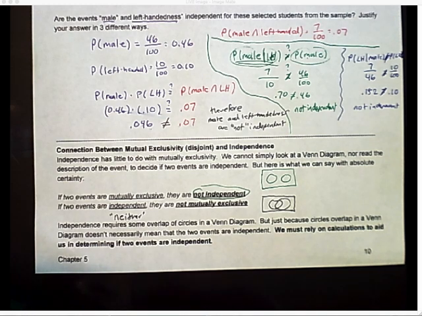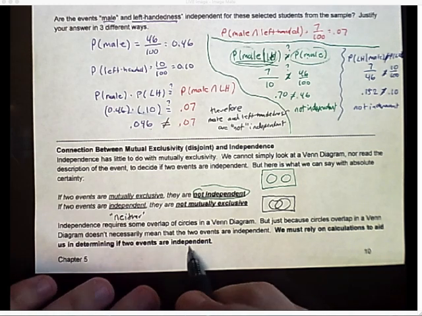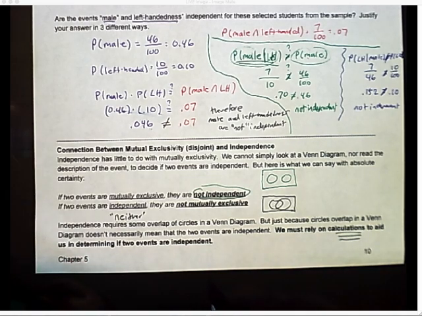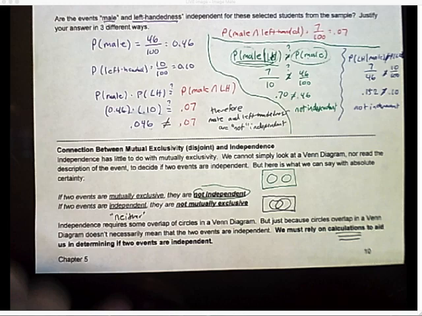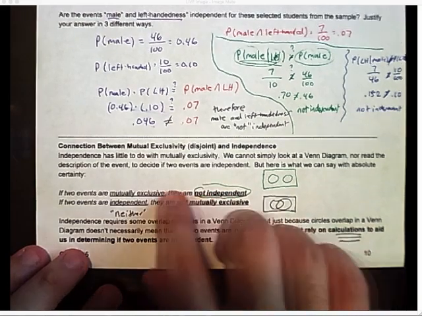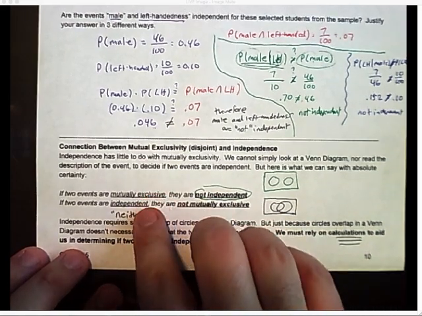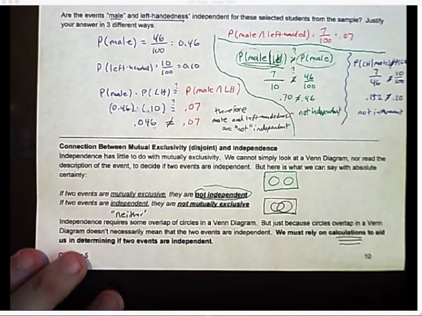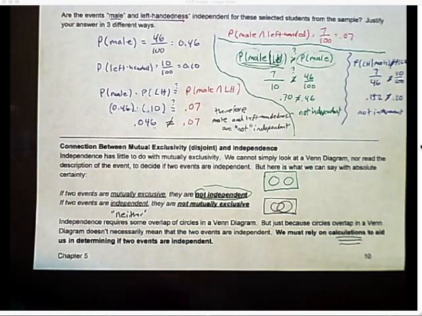Right. The only way we can figure out if 2 events are independent is if we do the calculations. We have to do the calculations. Very, very important. All right. So they can't be both. They can be one, they can be mutually exclusive, or independent, or neither. They cannot ever be both. That's the important takeaway.